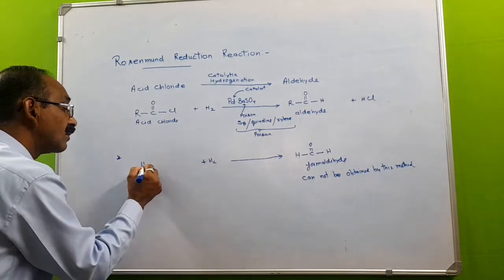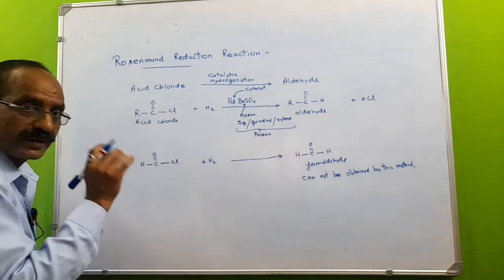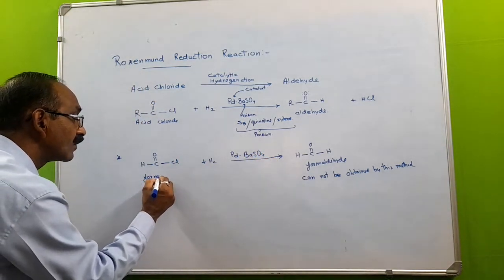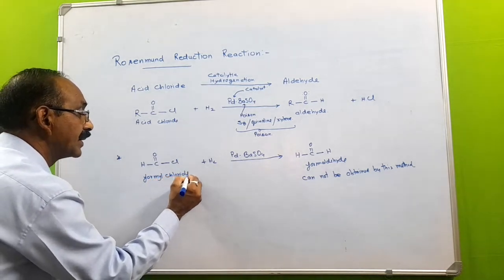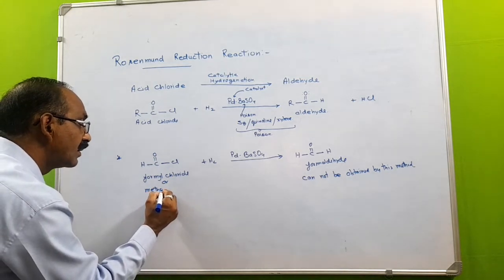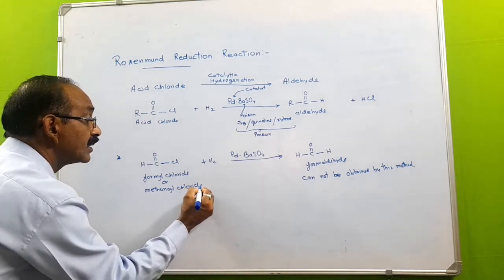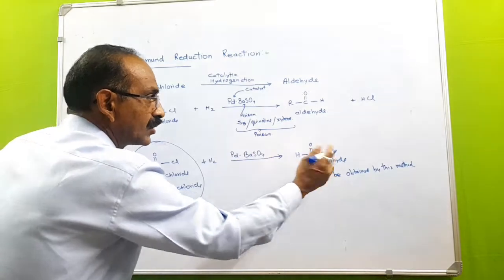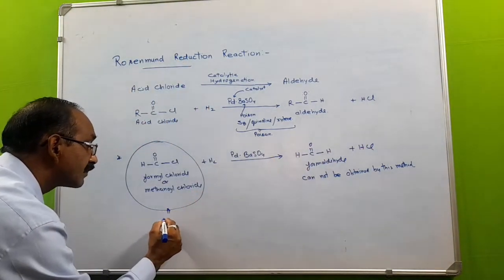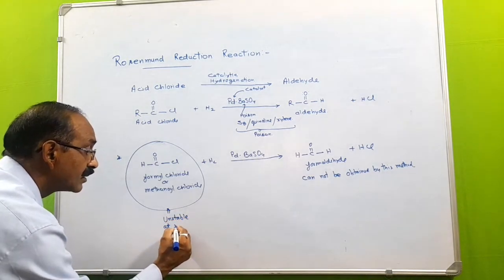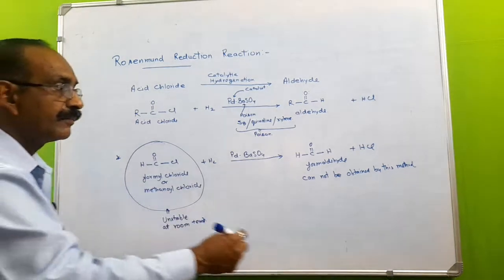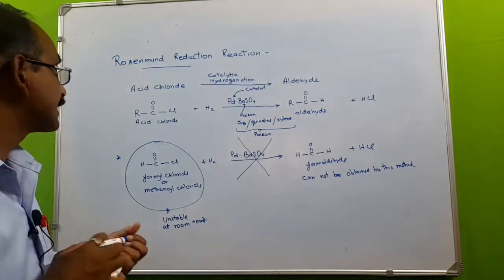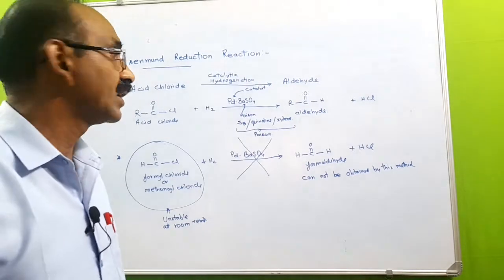This is because the acid chloride which we require to prepare the formaldehyde, that will be formyl chloride or methanoyl chloride. This reactant, methanoyl chloride, which is required to obtain the formaldehyde, is unstable at room temperature. Therefore, the formaldehyde cannot be obtained by the Rosenmund reduction. Is it clear? Now we'll discuss how the reaction occurs, means the mechanism of the reaction.